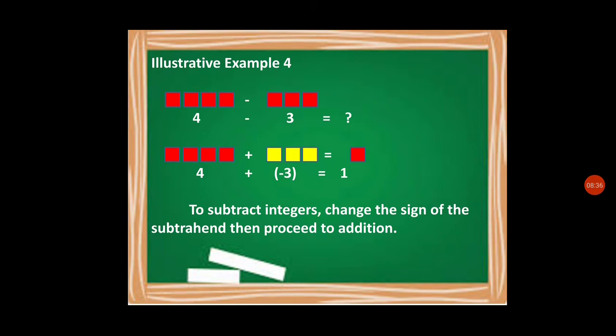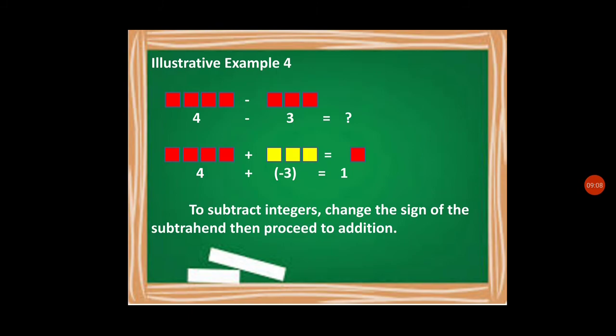So let us follow the rule. There are 4 positive tiles. Gagawin po natin siyang addition. Then yung subtrahend or yung pangalawang given natin, gagawin natin siyang negative. Therefore, yung dating positive magiging negative. So yung dating red tiles magiging yellow tiles. Then we have plus 3 yellow tiles is equal to 1 red tile.